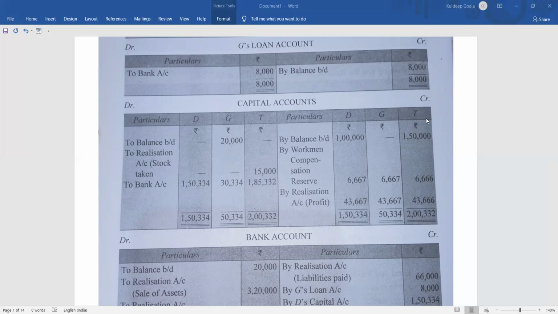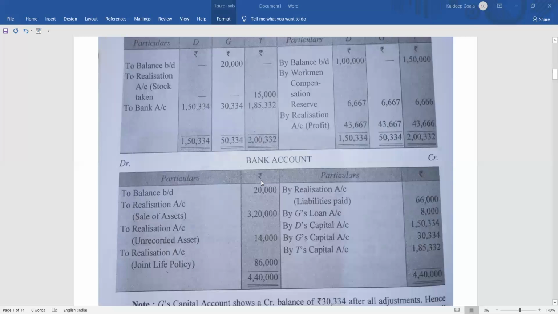Then coming to T, the balance in the credit side is 2,00,332. Sorry, 2,00,332. In the debit side, it is only 15,000. So from that, we'll deduct 15,000 rupees. The balance is 1,85,332, which will be paid to T. How will it be paid? The journal entry will be like this: D's capital account debit 1,50,334. G's capital account debit, we are paying, so we are closing it by debiting, 30,334. T's capital account debit 1,85,332, to bank account, the total.